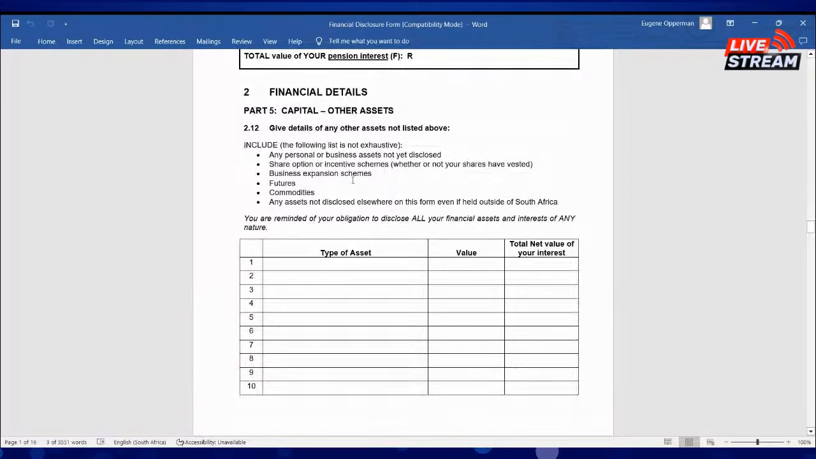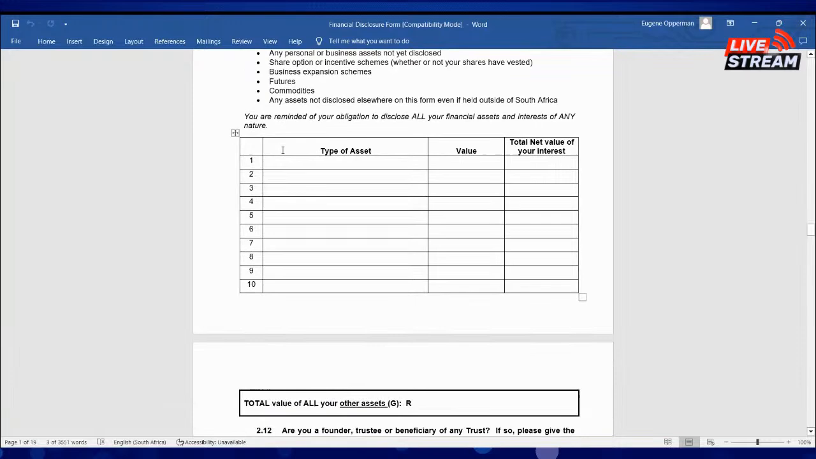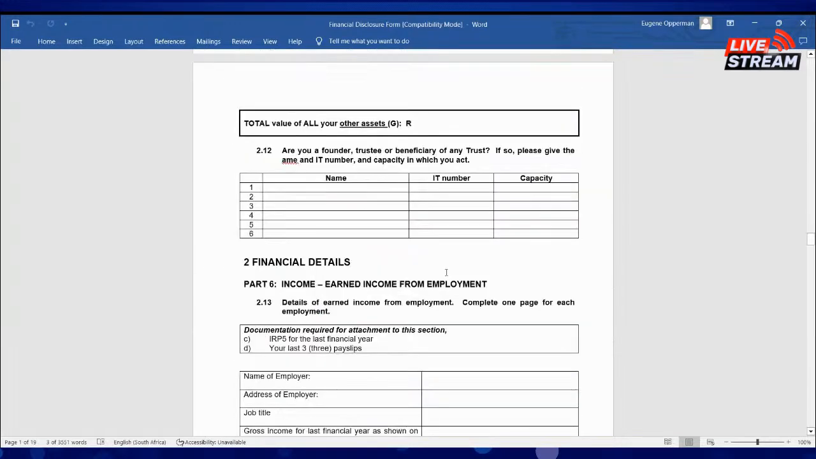Other assets, yes. Commodities, shares in business schemes or shares in gold, those could all be included there.